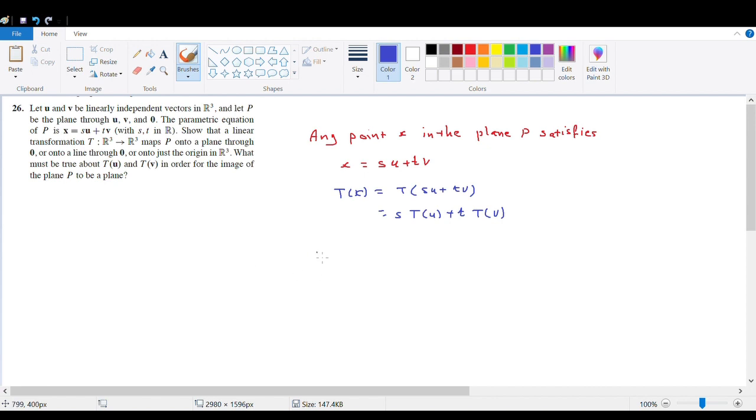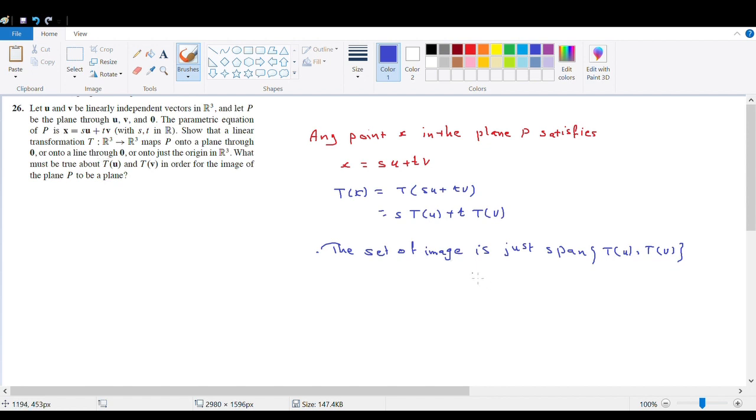So we can write here the set of image is just span TU, TV. So now we need to discuss, or show, that the linear transformation maps a plane into a plane through 0, or into a line through 0, or just into the origin.